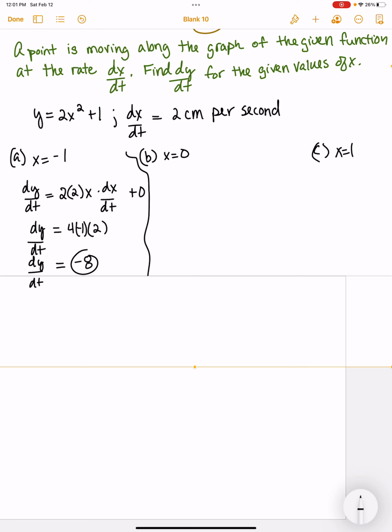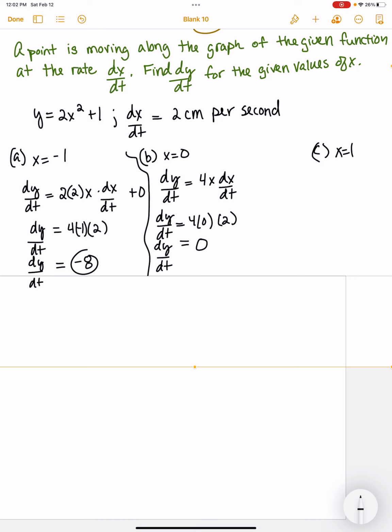Okay, so same derivative. It's going to be dy/dt equals 4x dx/dt. And then we plug in 4 times 0 times dx/dt, which is 2. Well, anything times 0 is 0.